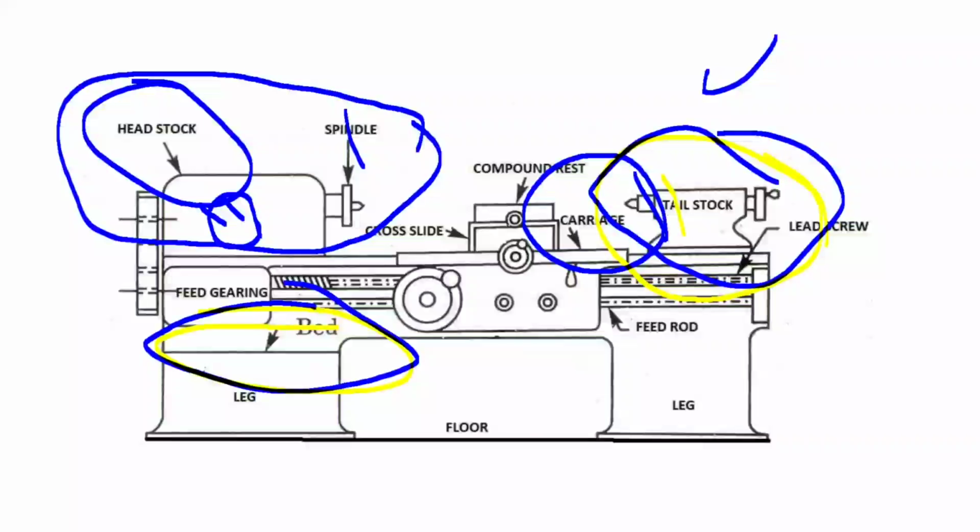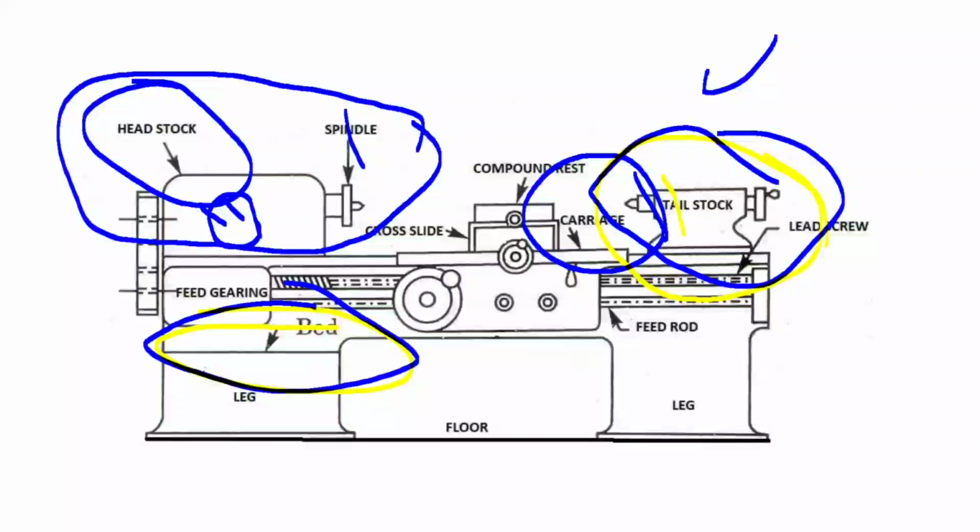Okay, let's begin now. So first is saddle. What is saddle? Saddle is an H-shaped casting which slides along the bedway and supports the cross slide, compound rest and tool post. Is it clear?